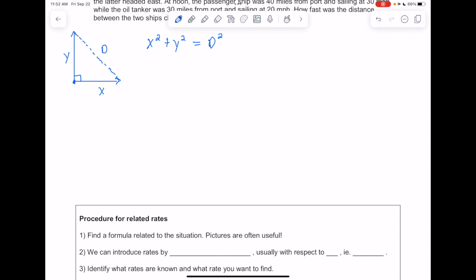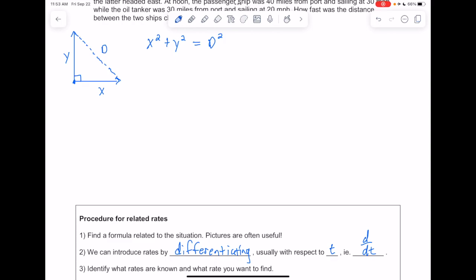So now we want to introduce rates into this, because right now I just have distances. X is the distance the tanker's traveled, Y is the distance the passenger ship has traveled, and D is the distance between them. But we can introduce rates by differentiating. So we're going to take that equation that we have and differentiate it. We're going to do it implicitly, and usually we're going to do that with respect to t. That means we're going to take the derivative with respect to t of both sides of our equation. So let's go ahead and do that.